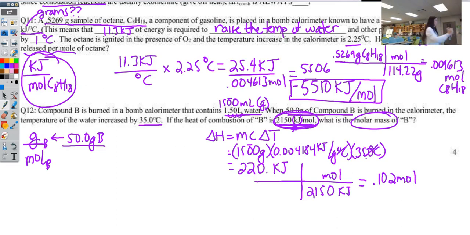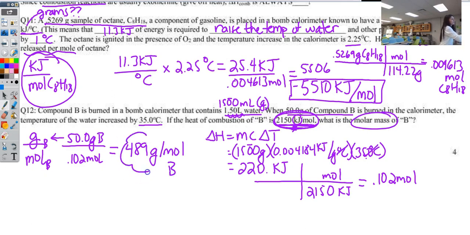Okay, perfect. Because now I have my grams and I have my moles. I'm going to divide grams over moles. So 0.102 moles, and 50 divided by my answer gives me 489 grams per mole is substance B.